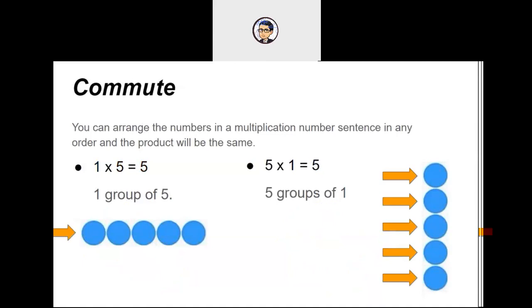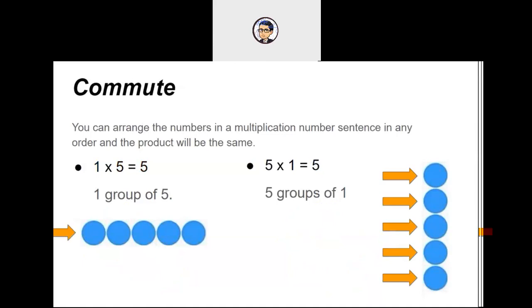Another rule or law is the commuting law. So what do we mean by this? Commuting means to move around. So 1 times 5 is the same as 5 times 1. The group stays the same. One group of 5 is the same as 5 groups of 1.